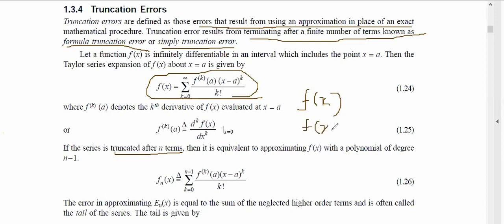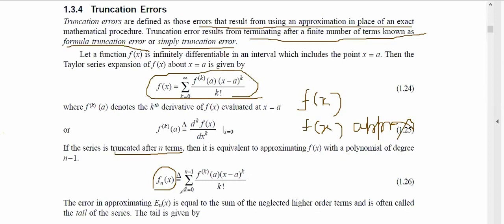Approximated f(x). And approximated f(x) means this is approximation. So this is a polynomial of degree n minus 1. So approximated f(x) is this one. You look at here: f_n(x), written in the form of a polynomial. And if you remember the polynomial, writing the polynomial f_n(x).